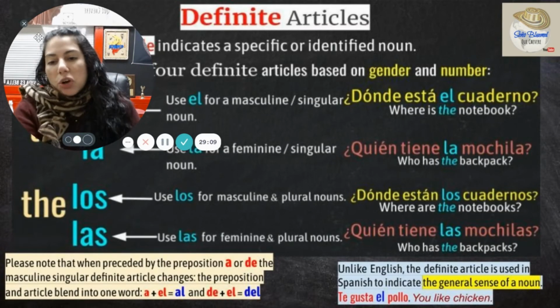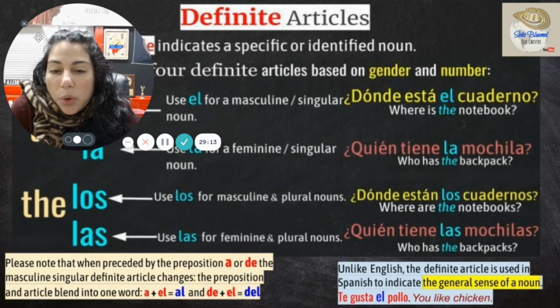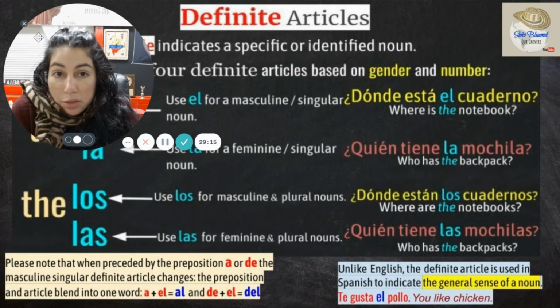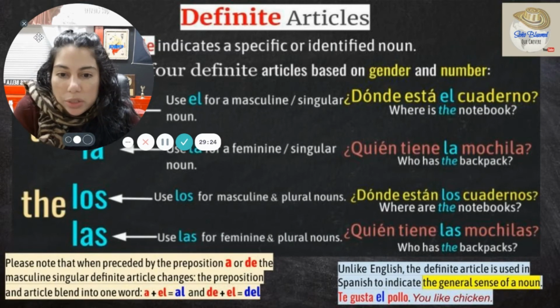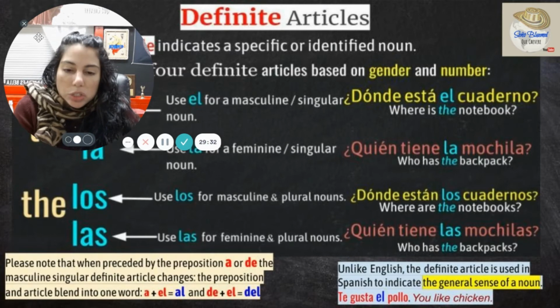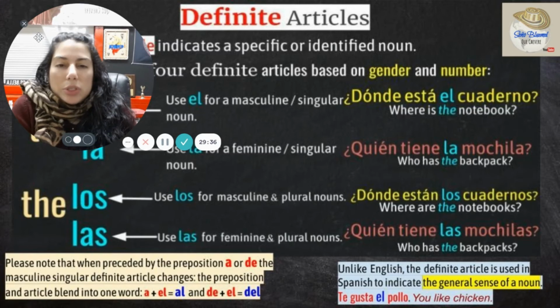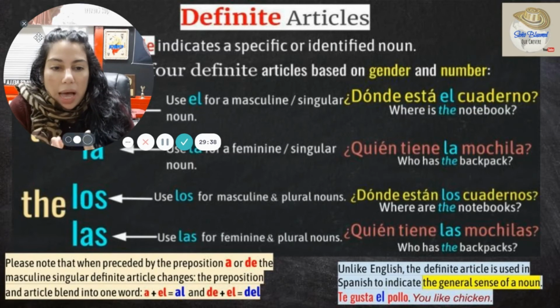Okay, so please know that when preceded by the preposition a or de in Spanish, the masculine singular definite article changes. So the preposition and article blend into one word. For example, a plus el becomes al, and de plus el becomes del. So you will see that in Spanish a lot, that we don't say a el or de el, we just say del or al.